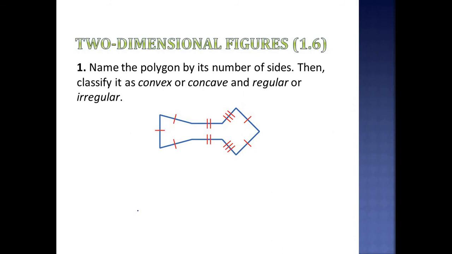So for a few examples here, name the polygon by its number of sides, then classify it as convex, concave, or regular, irregular. So first off, we'll do the number of sides. Starting with this side right here, we'll work clockwise. That's 1 side, 2 sides, 3 sides, 4 sides, 5, 6, 7, 8, 9 sides. So this polygon has 9 sides. So therefore, it's called a nonagon.